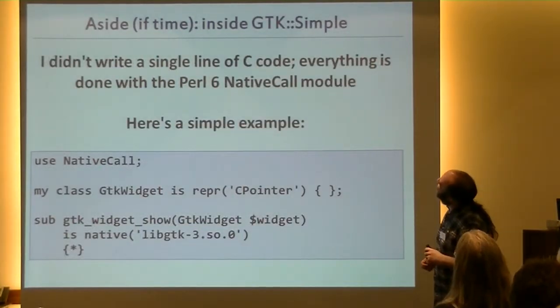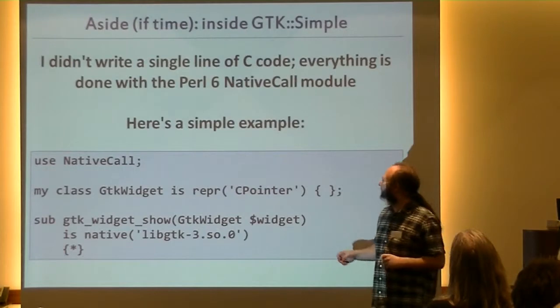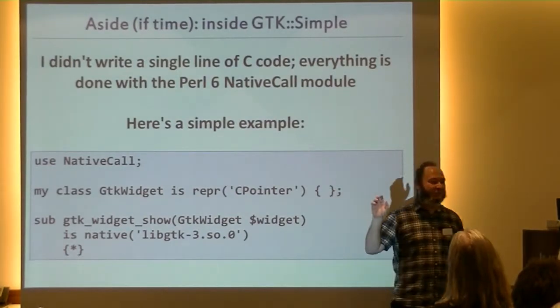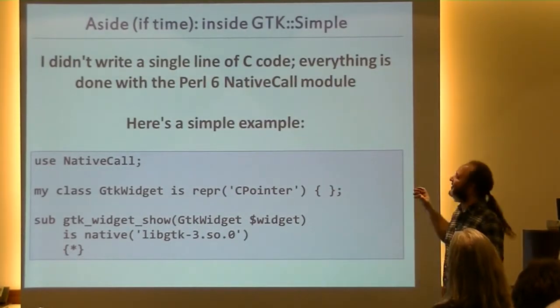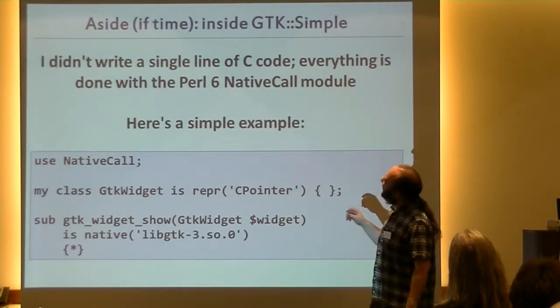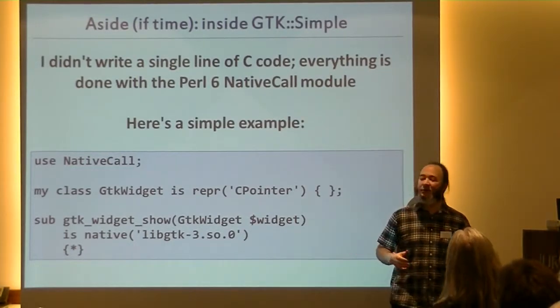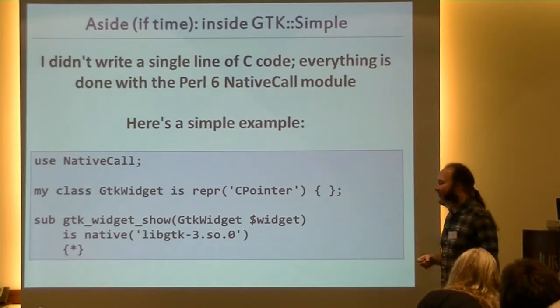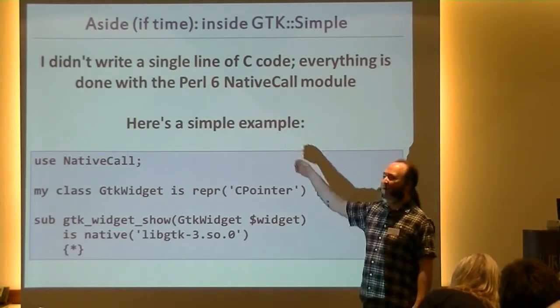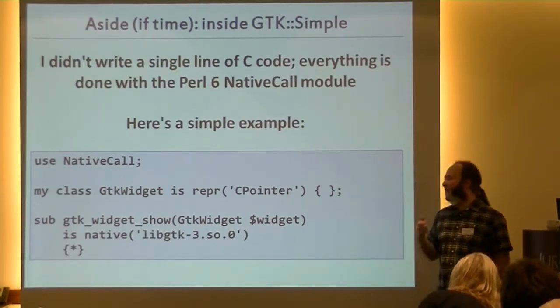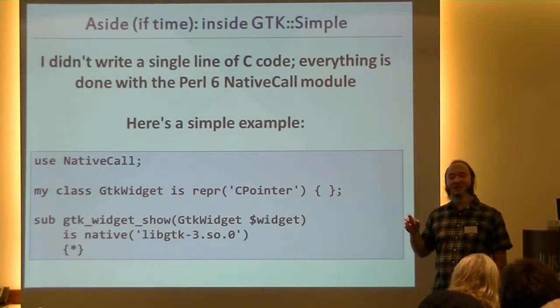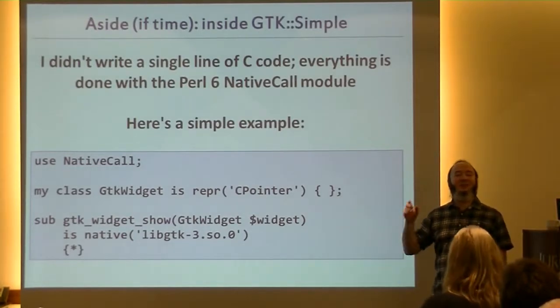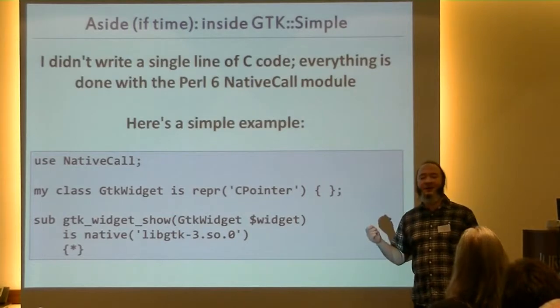So, just as a complete aside, I don't really have time to talk about this, but you might wonder how is that module implemented? Is there loads of nasty C code behind all of this? The answer is no. Actually, it's built using Perl 6's native call module. So all of the GTK Simple module is written in Perl 6. Not a single line of C in any of this at all.